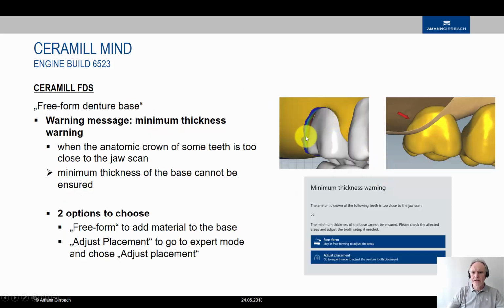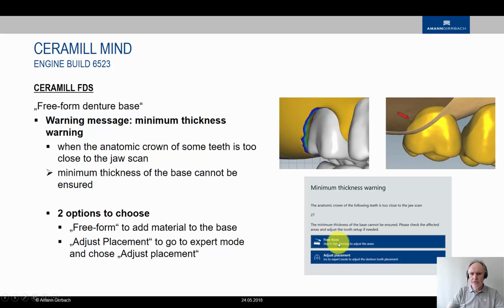Just talked about this information. If you have too little space here between your tooth and your plaster model, this is the warning message for the minimum thickness, and this happens if the tooth is too close. You have two options to choose.